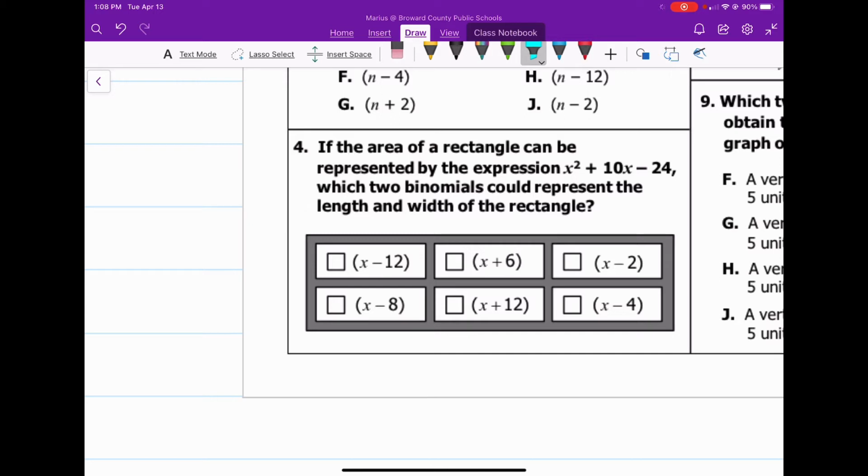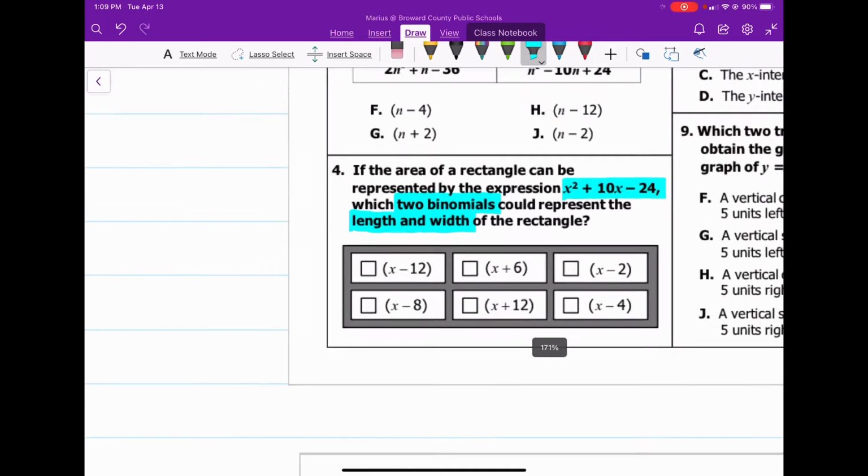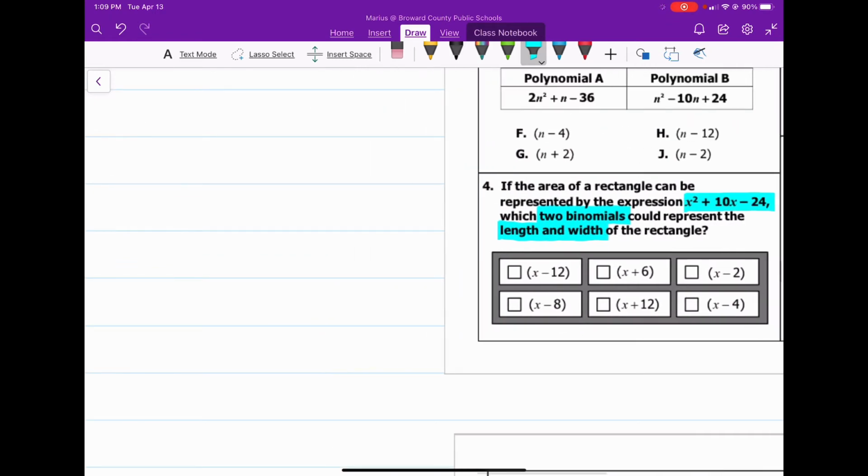Now, after reading that, and then you may need to go back and reread it again, the first thing we need to focus on is the polynomial expression that they gave us and the fact that they're asking for two binomial factors that could represent the length and the width. All of that verbiage is basically just telling you, hey, factor this polynomial and then look for your answers based on what you factor. So let's just go ahead and factor the polynomial, and then we should be able to arrive at our answers quickly.